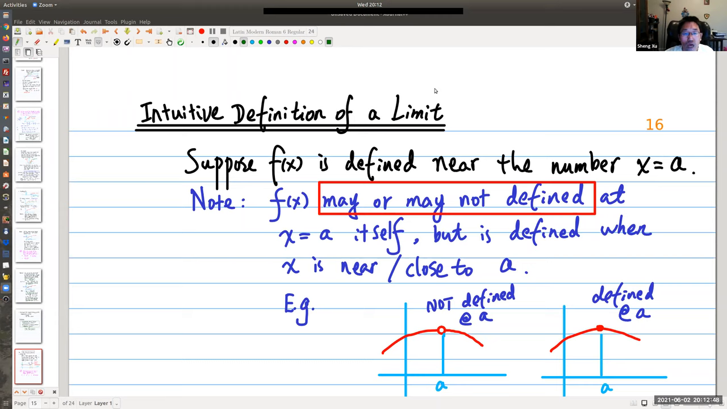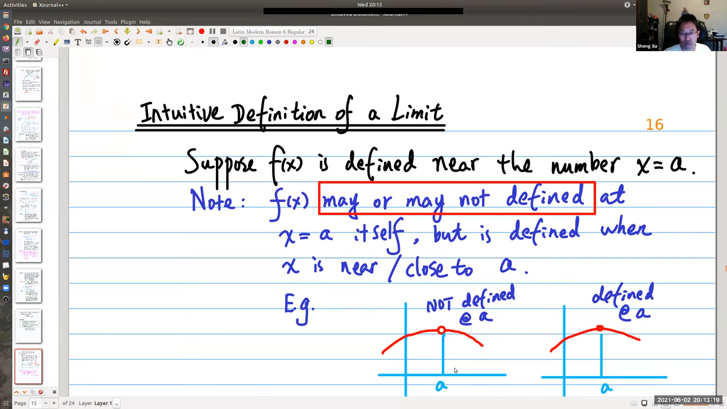Daniel asked, why is it not defined? So when we say f(x) is defined near x equals a, f may or may not be defined at a. It can be defined, or it may not be defined. So we don't really care. When we talk about the limit, it's just the way I walk toward that hole. I can walk as close as I want, but I'm not going to step into that hole. Keep that in mind. So I don't care what's really going on at that hole, at that a.